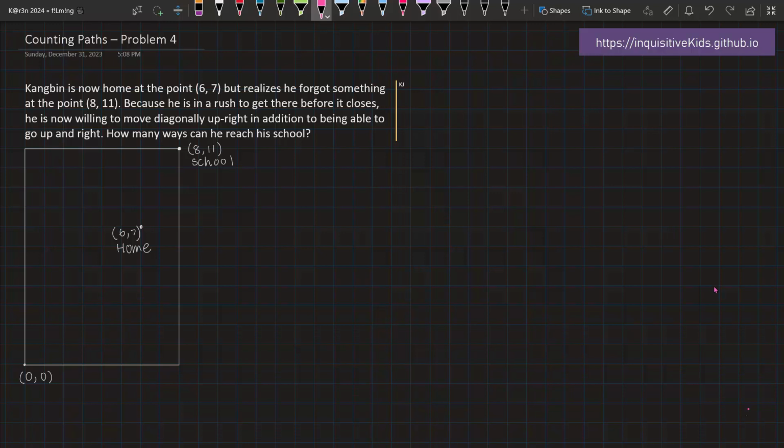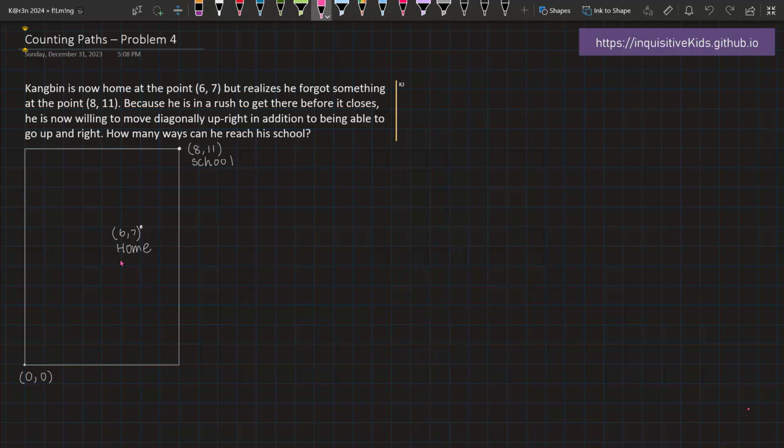Common is now home at the point (6, 7), but realizes he forgot something at school, which is at the point (8, 11). Because he is in a rush to get there before it closes, he is now willing to move diagonally up-right in addition to being able to go up and right. How many ways can he reach his school?